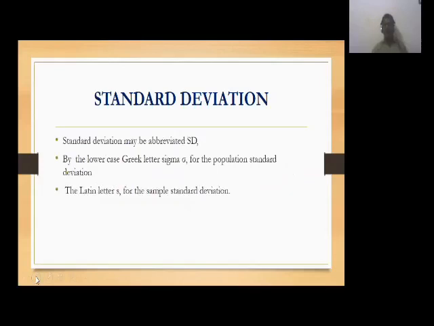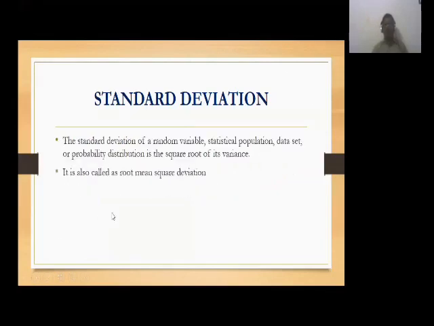Standard deviation may be abbreviated as SD. For the population standard deviation, we use the Greek letter sigma, and for the sample standard deviation, we use the Latin letter small s. The standard deviation of a random variable, statistical population, data set or probability distribution is the square root of its variance. It is also called the root mean square deviation.